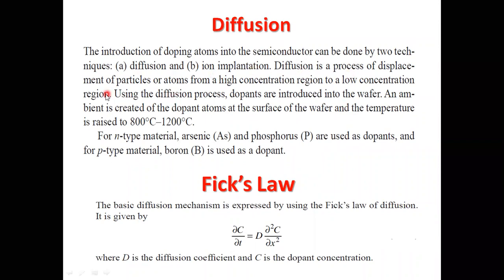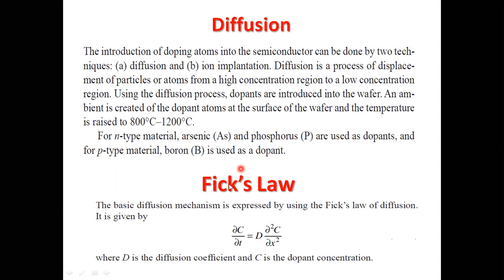Diffusion is a process of displacement of the particles or atoms from a higher concentration region to a lower concentration region. Using the diffusion process, dopants are introduced into the wafer. An ambient is created of the dopant atoms at the surface of the wafer and the temperature is raised to 800 degrees C to 1200 degrees C. For N-type material, arsenic and phosphorus, that is As and P, are used as dopant. For P-type materials, boron, B, is used as dopant.